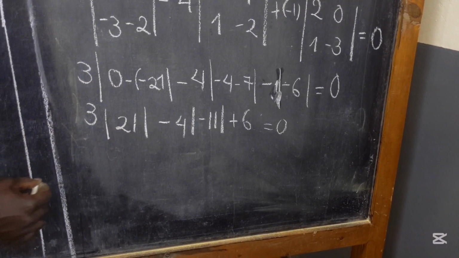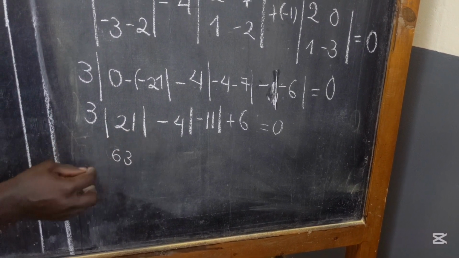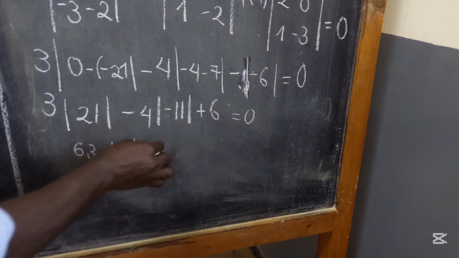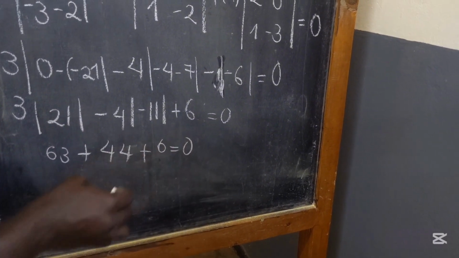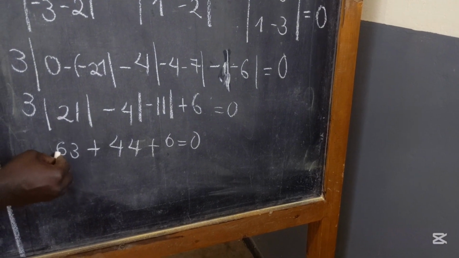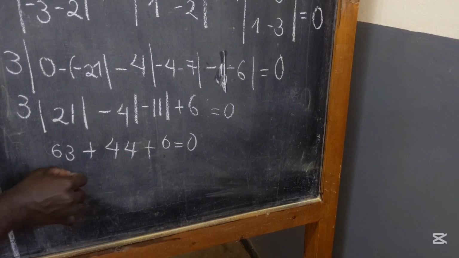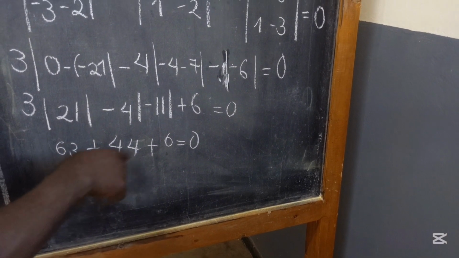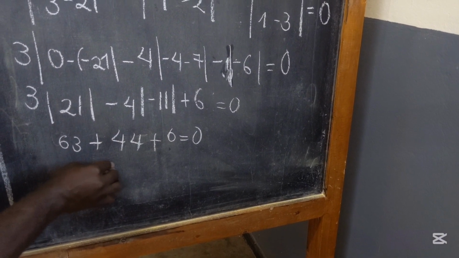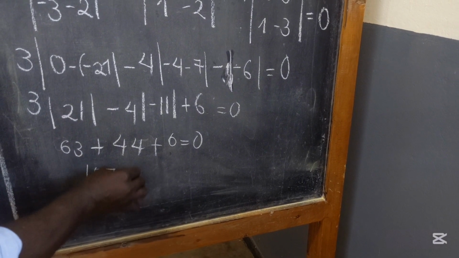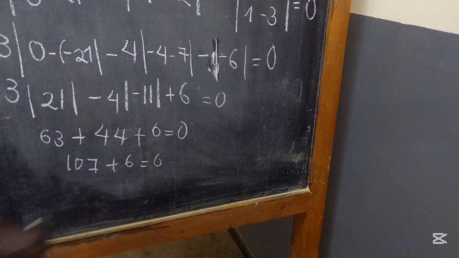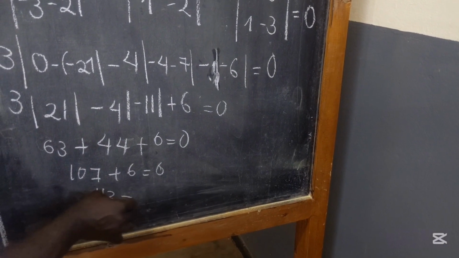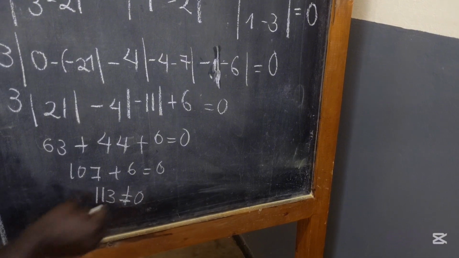3 times 21, that is 63, then plus this is equal to 44. Okay, then plus 6 equals 0. Then this one we shall get a 7 plus this is a 7 and 10 plus 6 equals 0. Okay, and here we have 113, which does not equal 0.